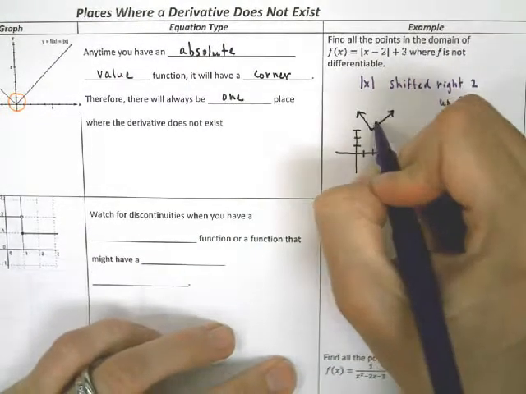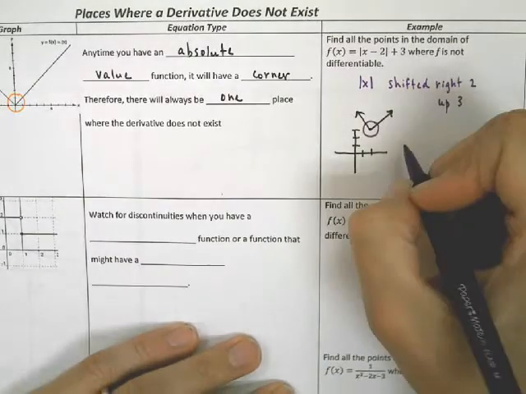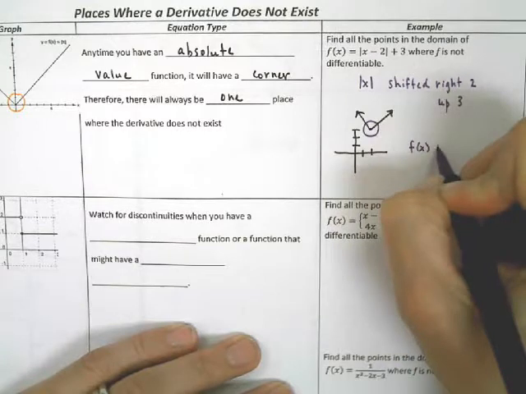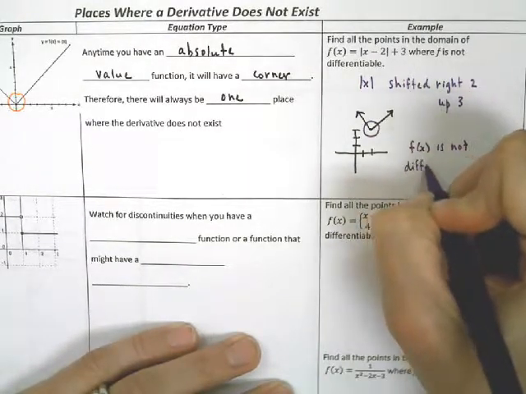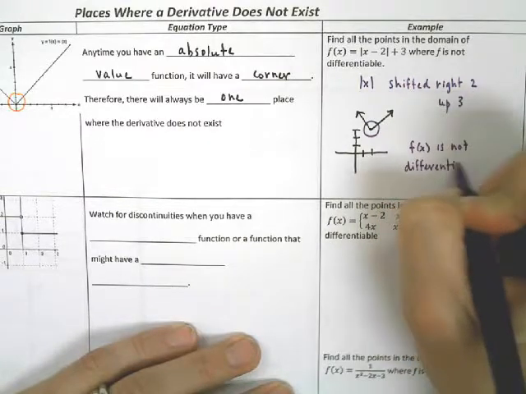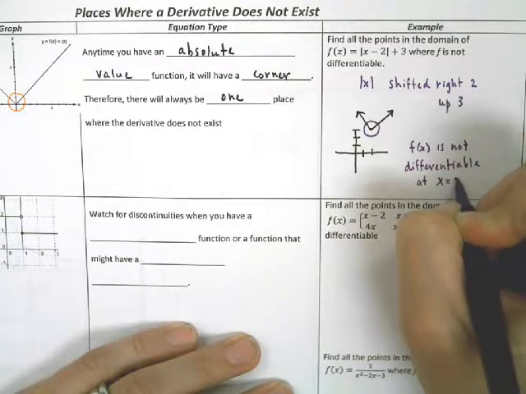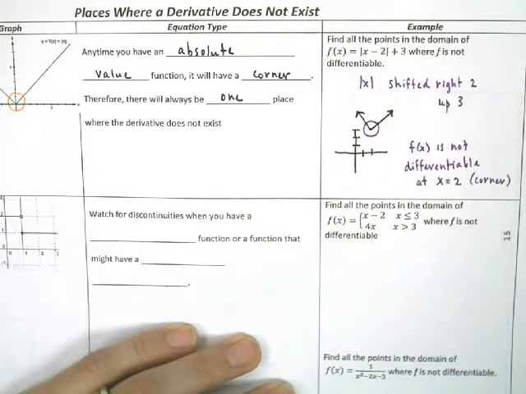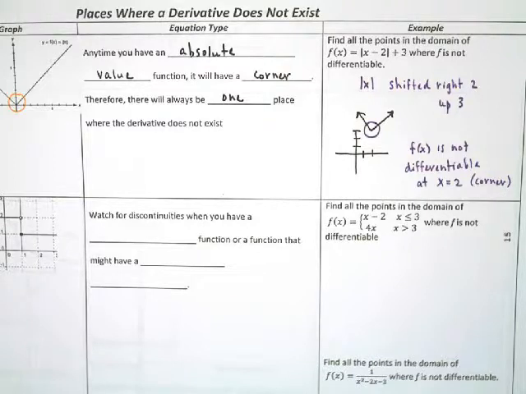Again, I have this corner point here at x equals 2, so I would say that f of x is not differentiable at x equals 2 because of that corner point. And the idea here is that not differentiable means the derivative does not exist at that point.